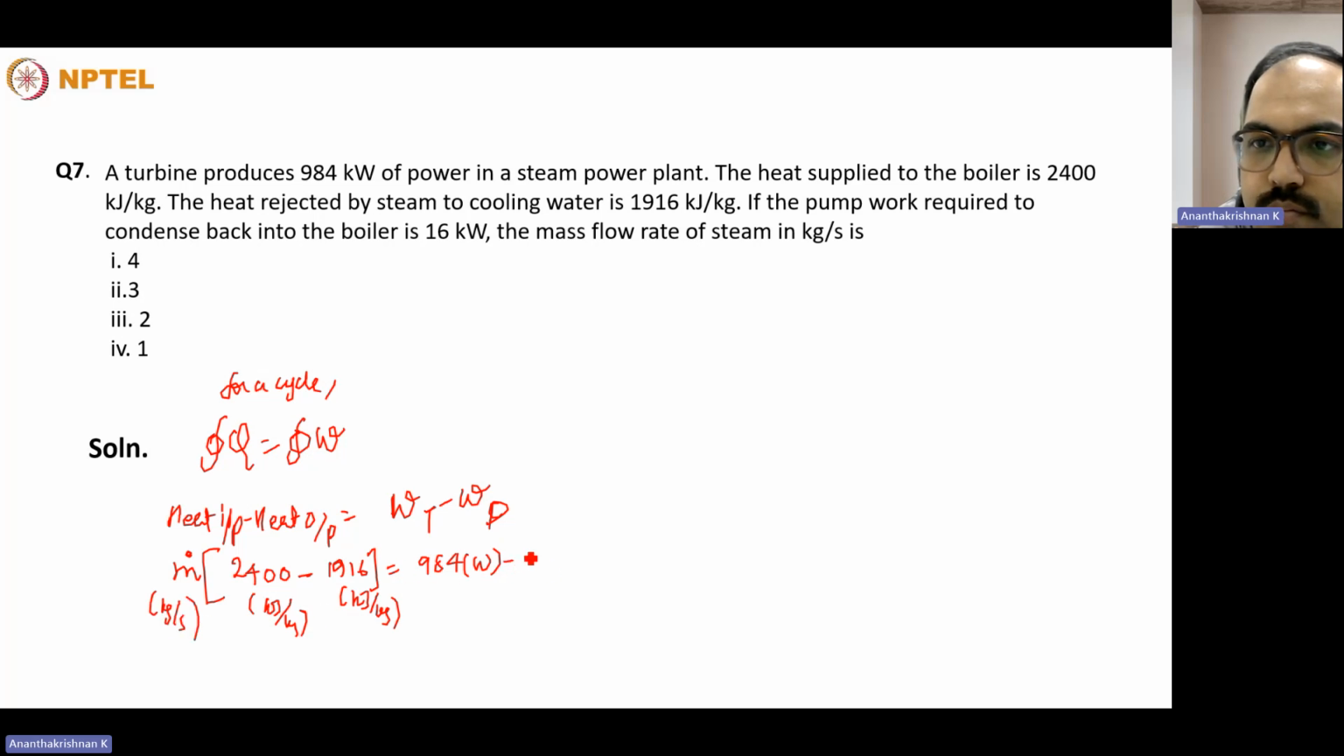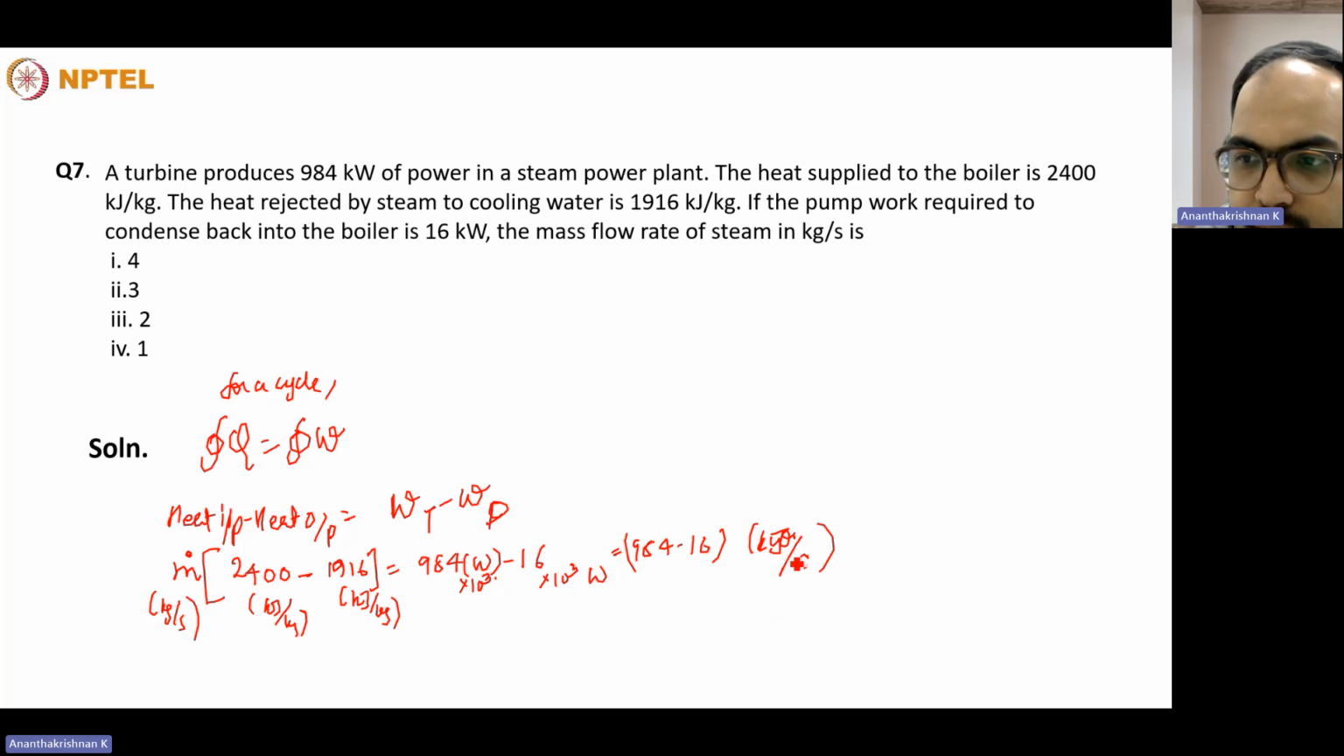And minus the pump work. So this will be 984 into 10 cube watt, and similarly this will be 16 into 10 power 3 watt. So we can denote it by 984 minus 16 kilowatt. So that is kilojoule per second. Everything you can write in terms of kilojoule per second. So we have kilojoule per second on the right hand side, kilojoule per kilogram on the left hand side. We bring it to the right and we get the mass flow rate.